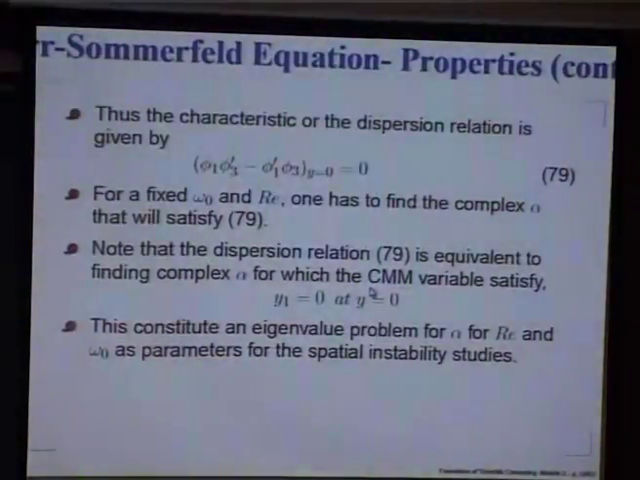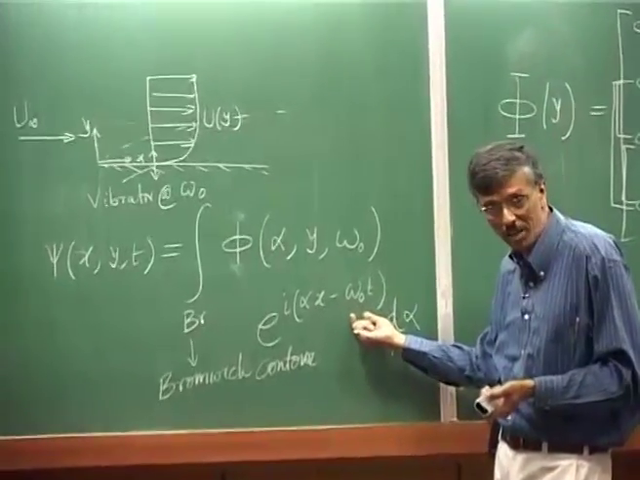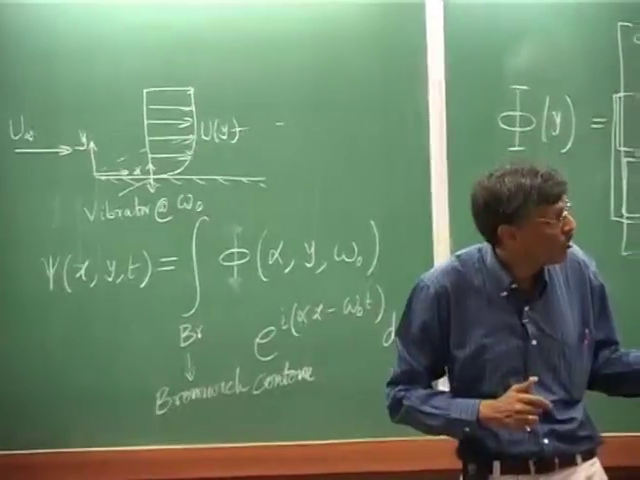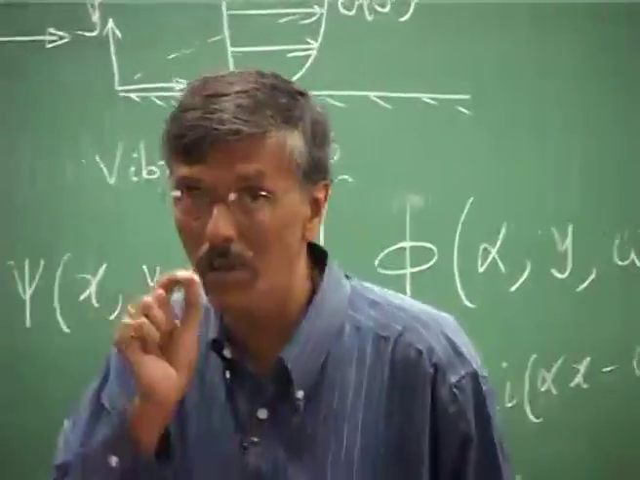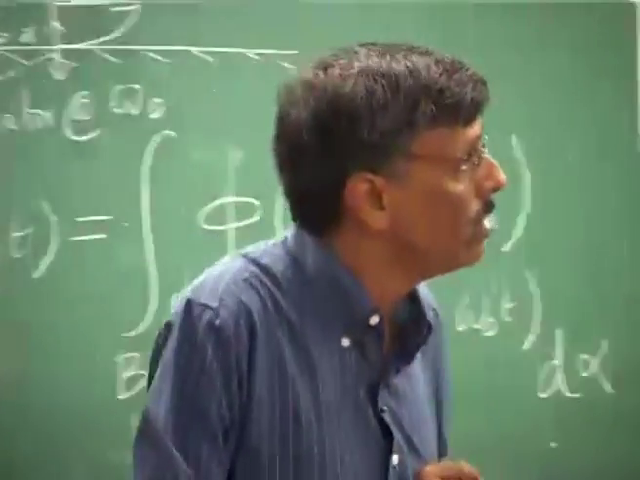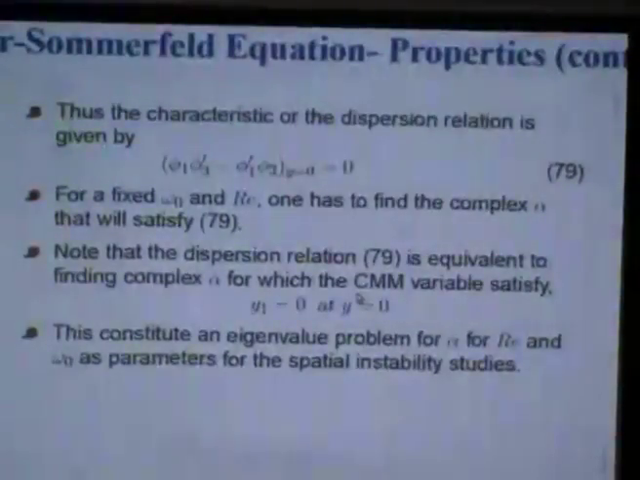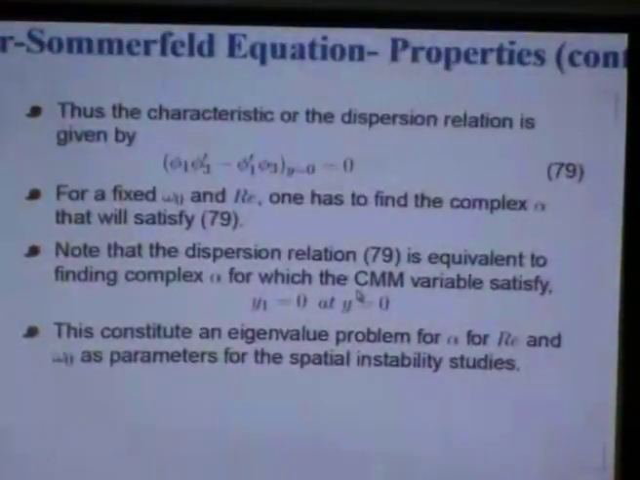But looking at this expression, you can say what we are implying by dispersion relation. We are fixing omega naught, and we are trying to find that complex alpha which will satisfy 79. So, not all alphas are admissible. You will pick and choose a particular set of values of alpha which we will call the eigenvalues, and those complex alphas are the eigenvalues for this fixed omega naught and Re. This is something that we have to take home from here.